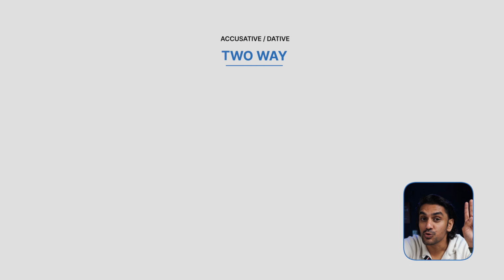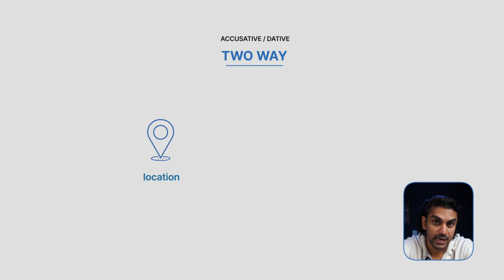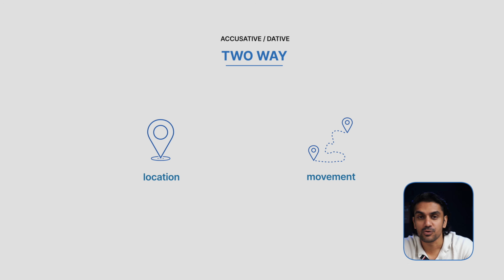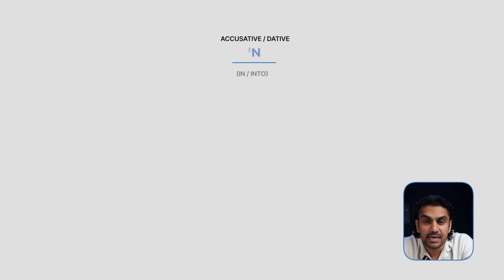And then there are two-way prepositions which can take either dative or accusative depending on whether you are talking about a particular location or a movement where something is going. The most common two-way prepositions are in, an and auf. Let's take in as an example.